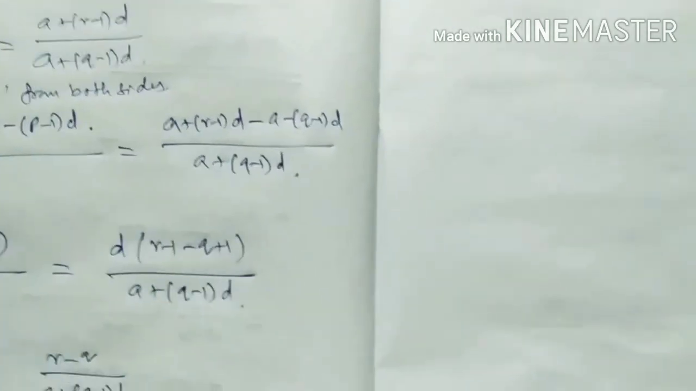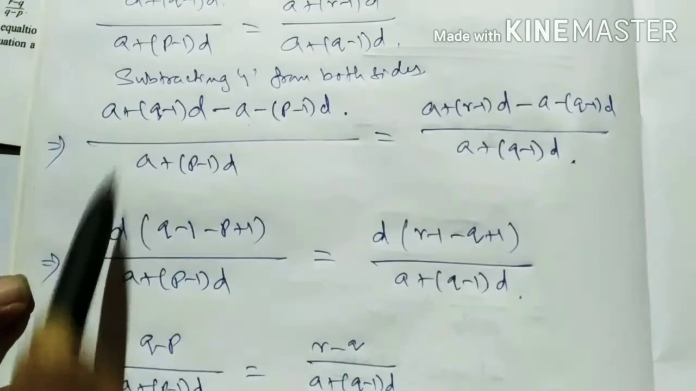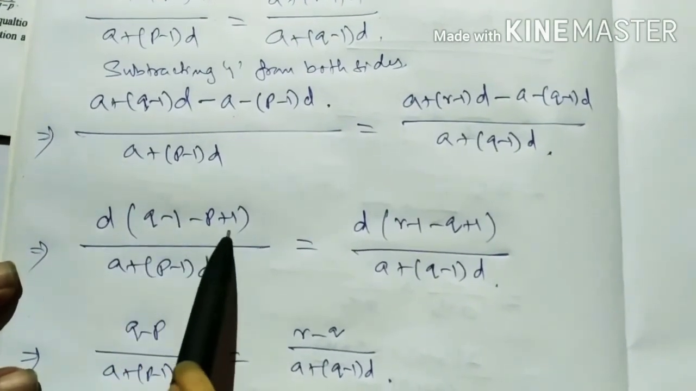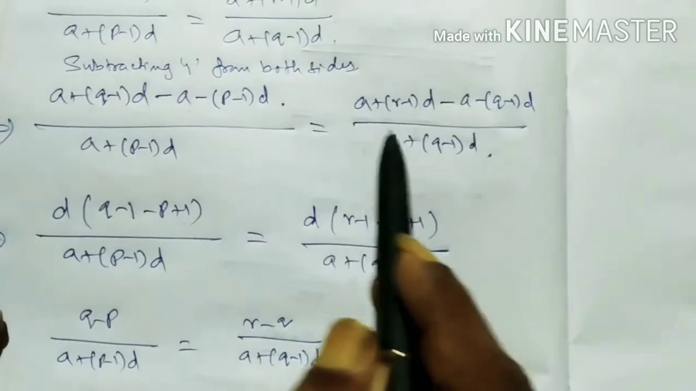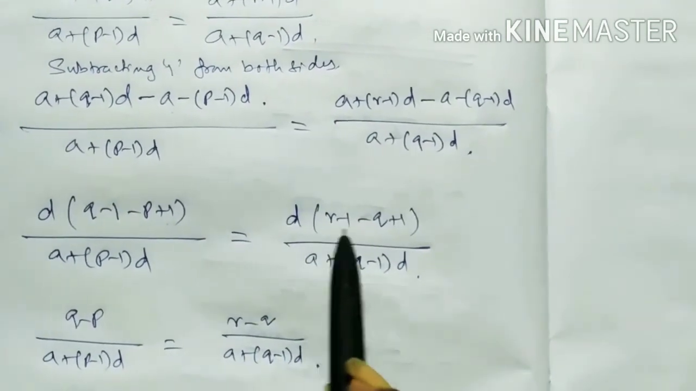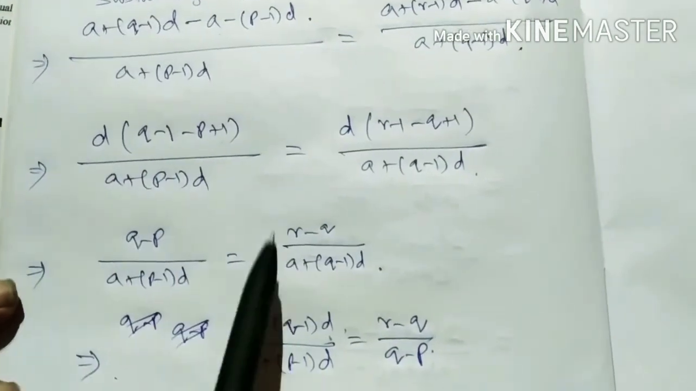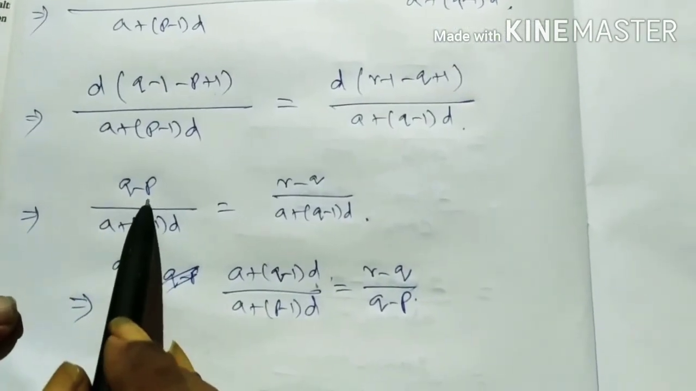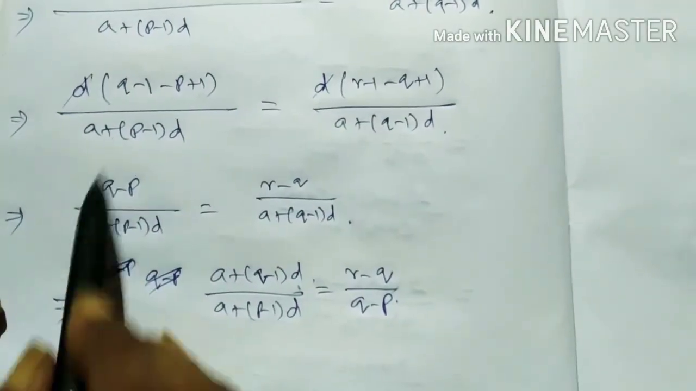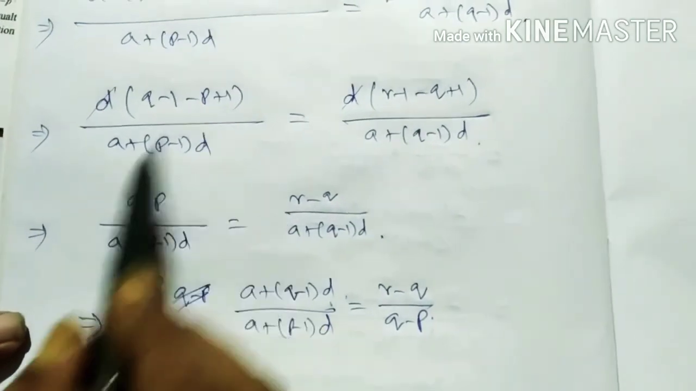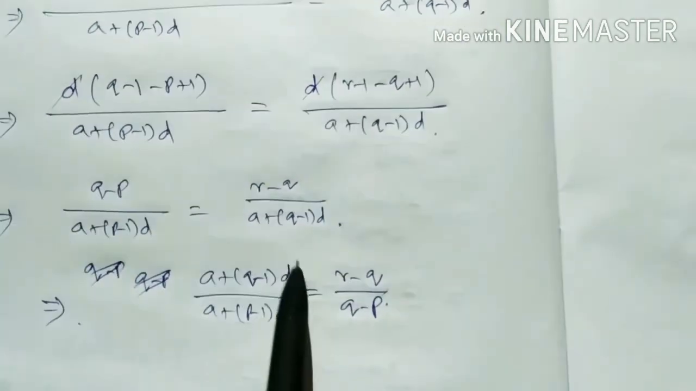Now when we solve this, the A's cancel out. I am taking D common. So Q minus 1 minus P plus 1. And here A cancels out, D common, R minus 1 minus Q plus 1. Minus 1 plus 1 cancels out, that is Q minus P. D and D cancel out. Here minus 1 plus 1 cancels out, R minus Q.